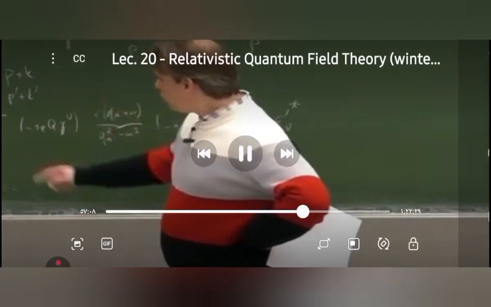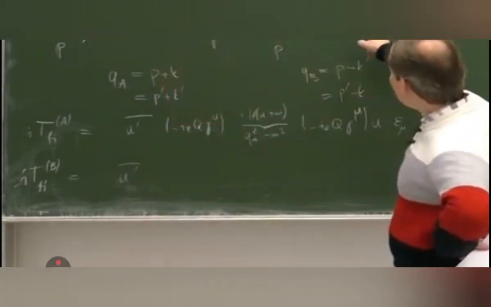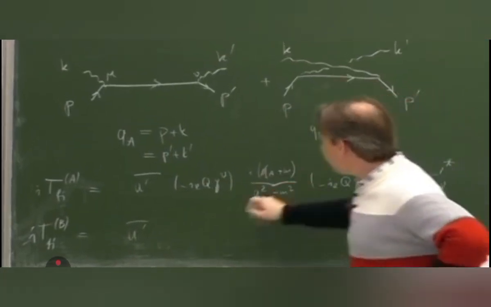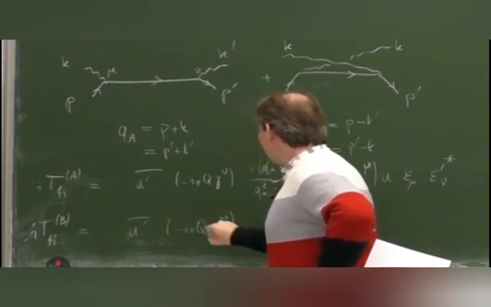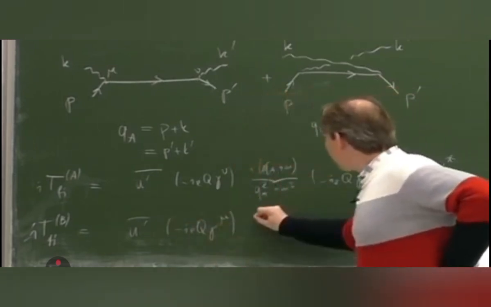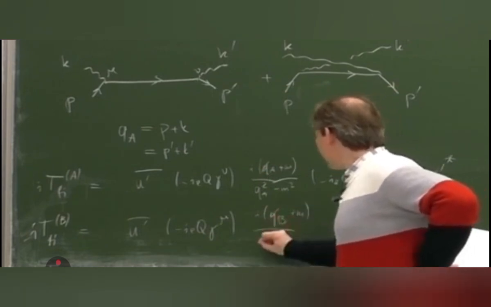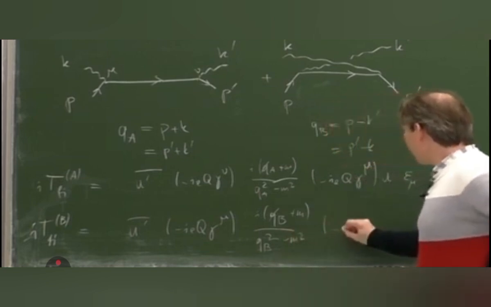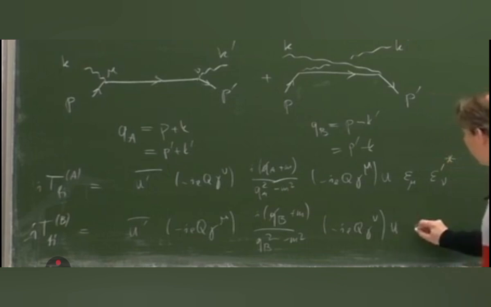So for the second amplitude, we have the same u bar prime, and then we have the opposite vertex, namely for the incoming photon. So we have minus i e q gamma mu now. We have the internal propagator q_b slash plus m divided by q_b squared minus m squared, minus i e q gamma mu, then u, and then the same epsilon mu and epsilon prime star mu.